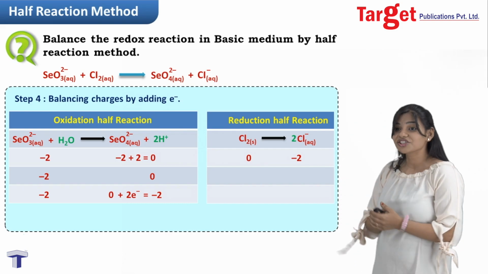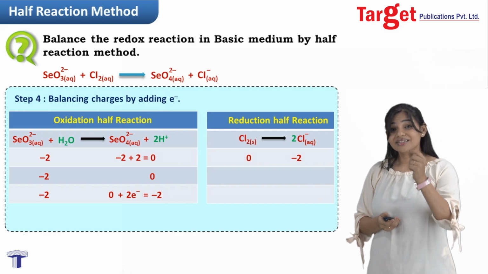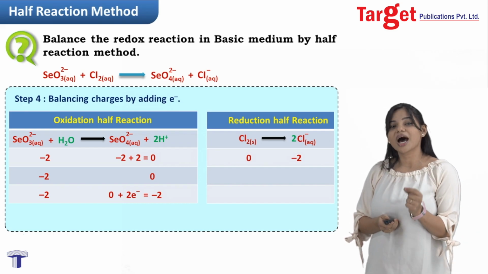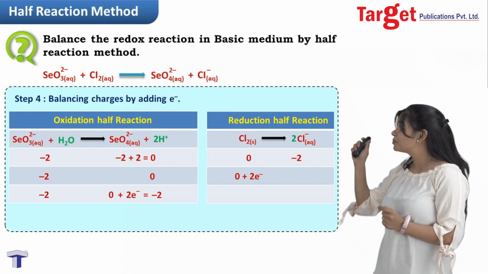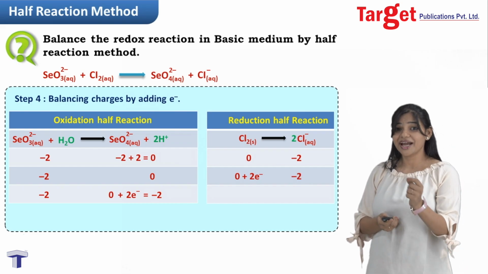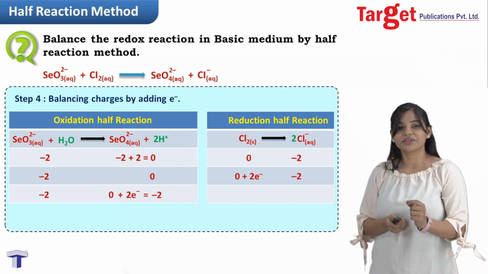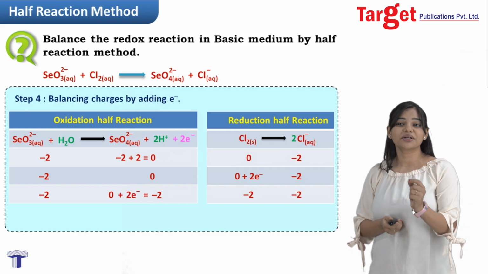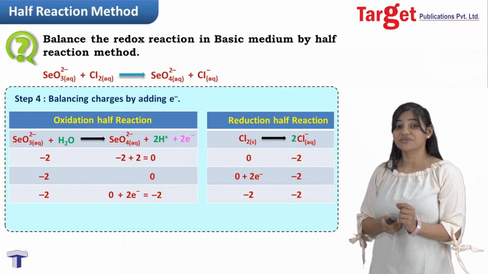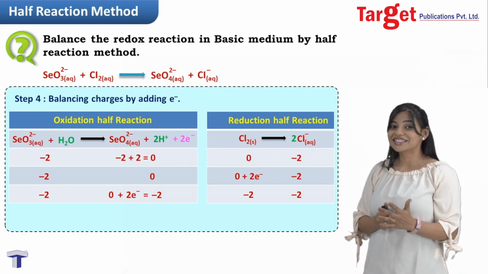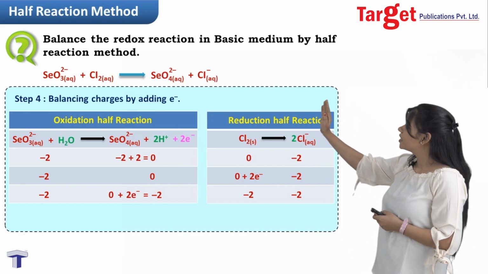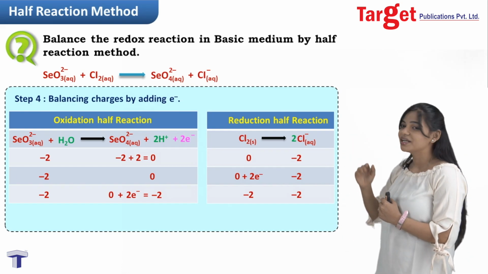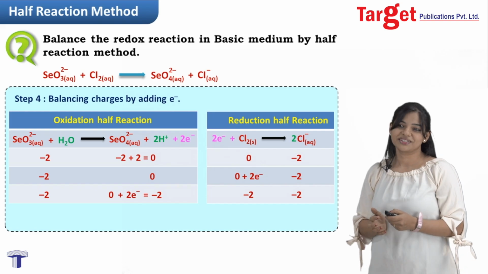If we talk about the reduction half reaction, students, it is 0 and -2. So the case is almost similar. Now I need to add 2 electrons to my reactant side, and thus the charges will be balanced for both the reactions. The next step, students, is to add the 2 electrons in the reactions. So for the oxidation half reaction, we add 2 electrons on the product side, and for the reduction half reaction, we add 2 electrons on the reactant side.